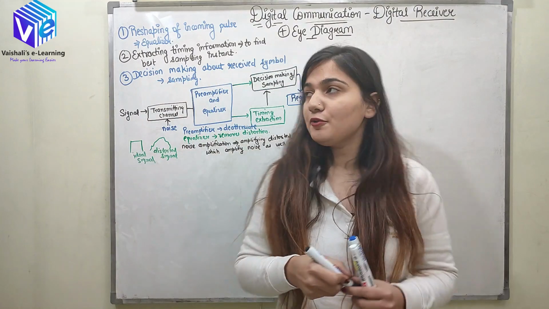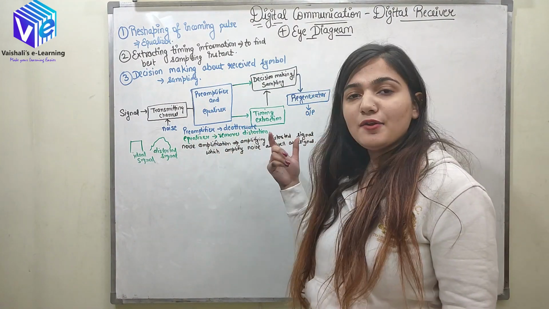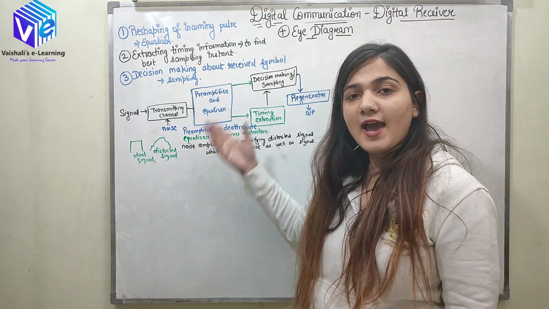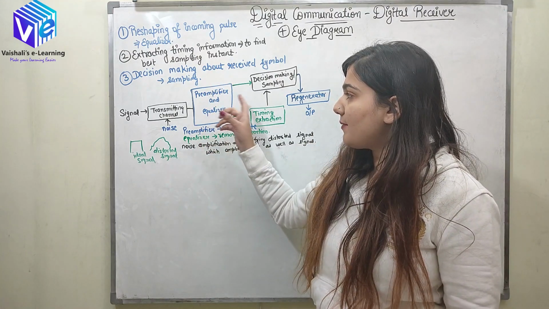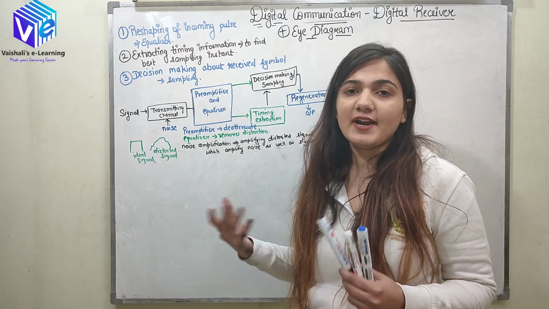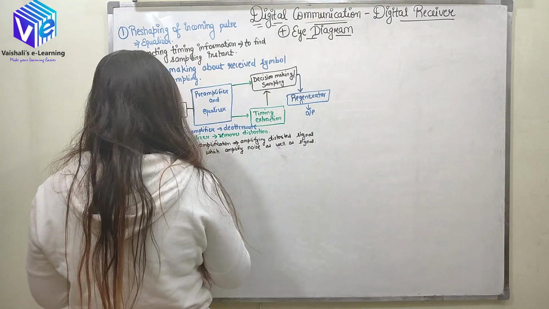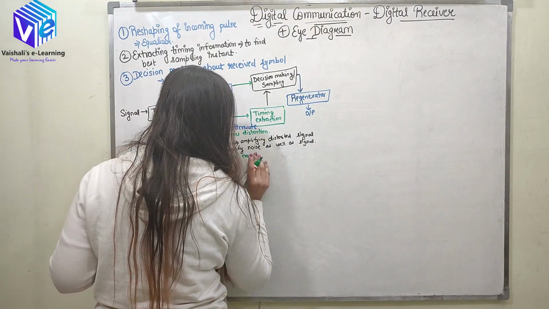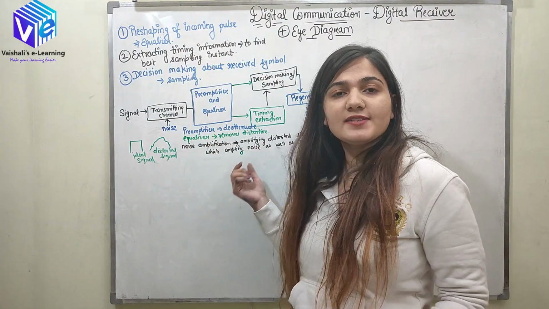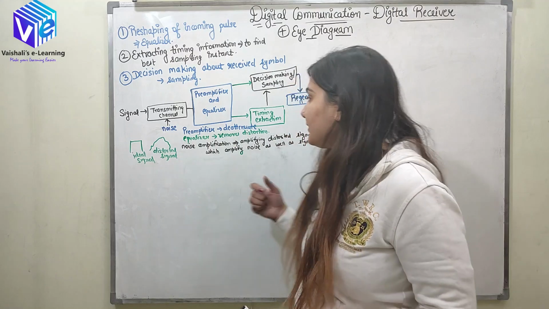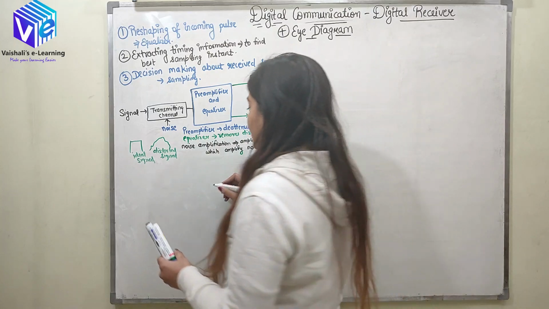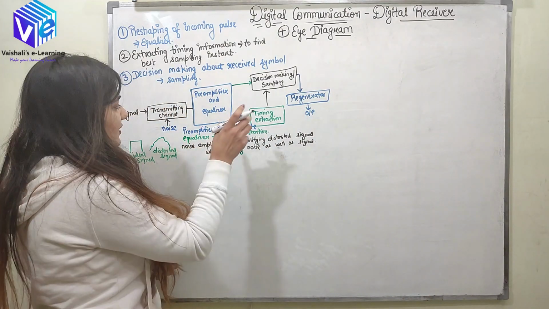So when I do preamplification, my noise component also gets amplified. So I have to have a trade-off between the preamplifier and equalizer so that my noise would not be amplified too much. So it is amplifying my noise as well. So noise is amplified at the critical frequency. Now about equalizer. What is equalizer doing? Equalizer is removing the distortions.